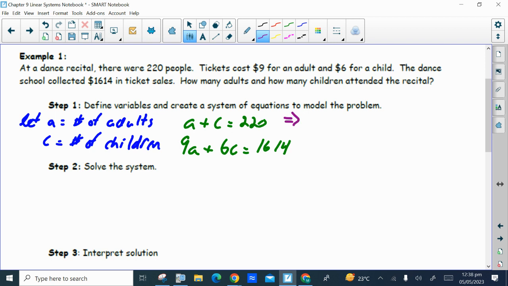So I'm going to get, and it doesn't matter which one you get by itself, let's just say I'm going to get C by itself in the first equation by subtracting A from both sides. C will be equal to 220 minus A. And we're going to plug that into the second equation. Wherever we see the C, we're going to replace it with 220 minus A.